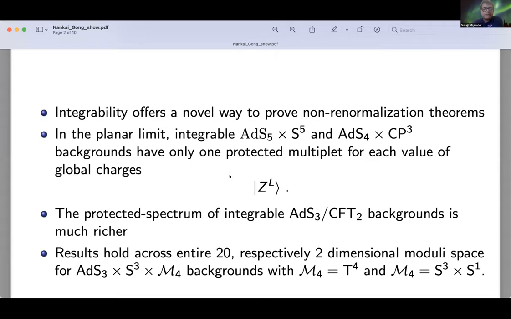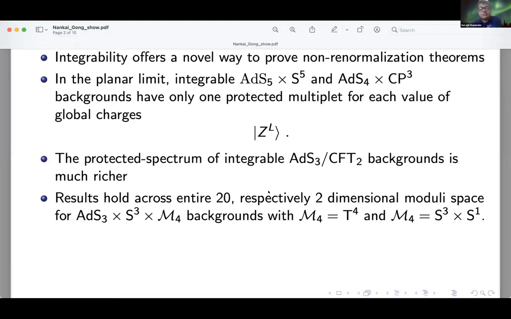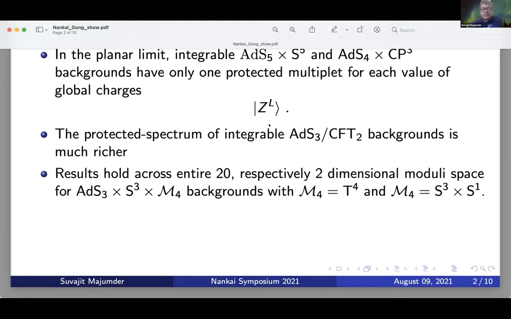There is a very unique one that you can pinpoint to, the so-called BMN vacuum. And that is it. So given a set of global charges, you can always pinpoint to a unique such state. However, the story in AdS3/CFT2 is much richer, which is what we were probing, and it's much more non-trivial. So the spectrum is highly degenerate, and this is very relevant even from the geometric sense.